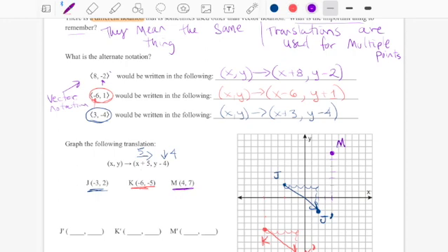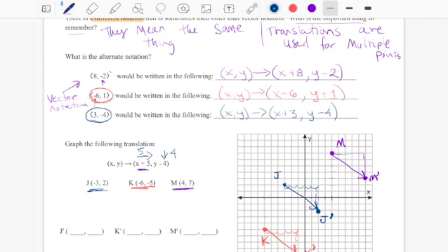M too, so I'm going to go, same thing, to the right 5, 1, 2, 3, 4, 5, and then down 4, 1, 2, 3, 4. So that would be my M prime. Now it's asking for the new coordinates, so let's give them the new coordinates.